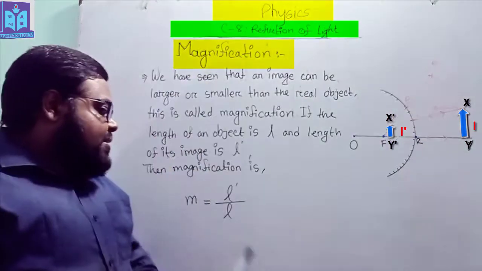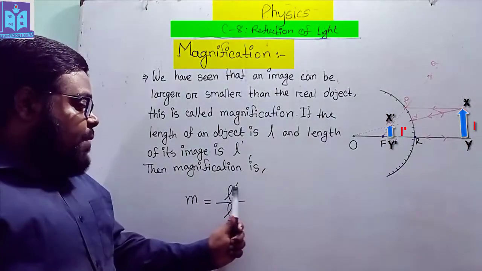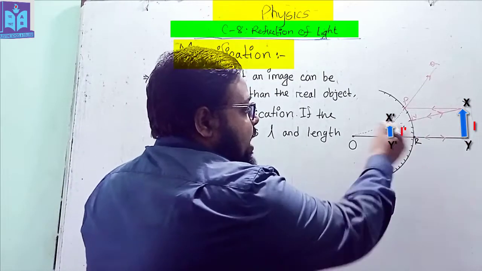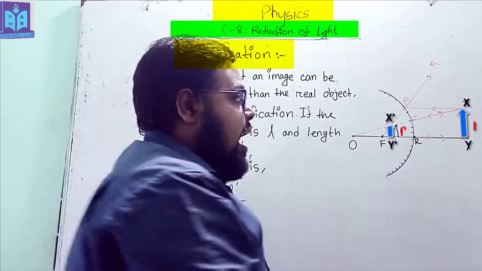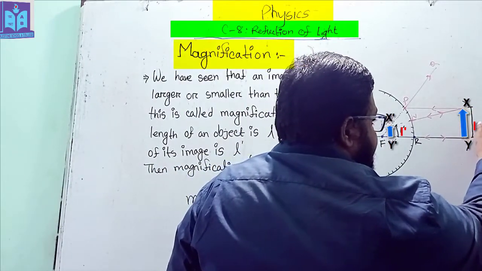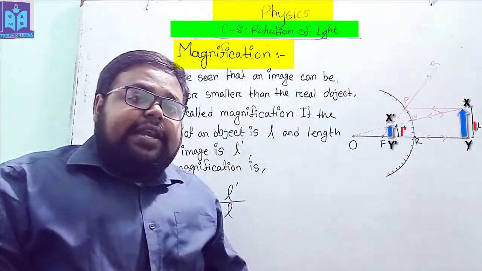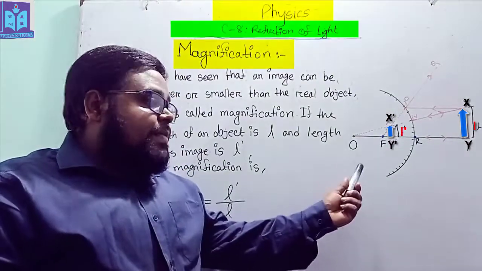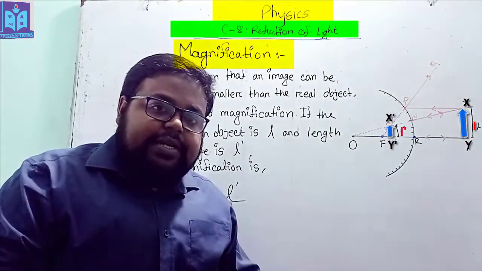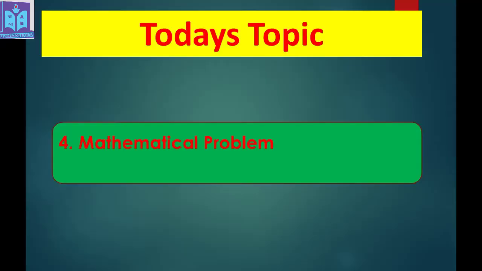Okay, here you can see that this is the magnification formula. M equals L prime by L, where L prime is the length of the image and L is the length of the object. By using this formula, we can easily find out how much larger or smaller the image will be than the object. I hope you understand what magnification is.